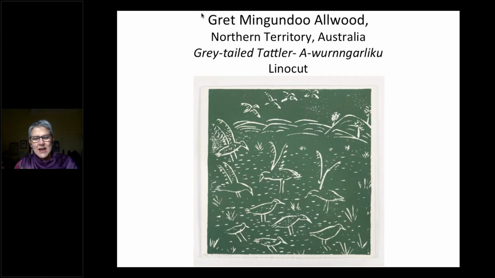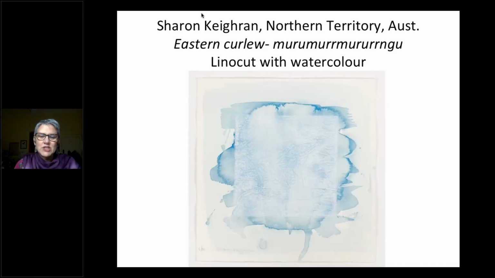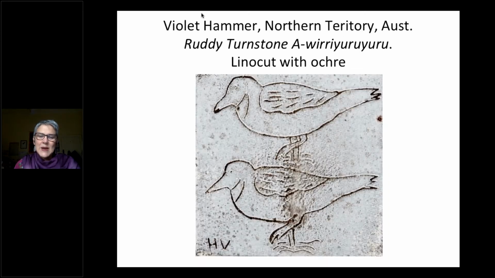So Gret did this lovely lino cut of the birds on the mudflats, the grey-tailed tattler, one of their local birds, which occurs up in Borroloola, in this near there in the Sir Edward Pellew Islands. Sharons, which I know is a little bit tricky to see, but it's a beautiful eastern curlew against a watercolour background. And also it was lovely to have the names of the birds in language, so that was also representing the Indigenous artists. And lastly, Violet.